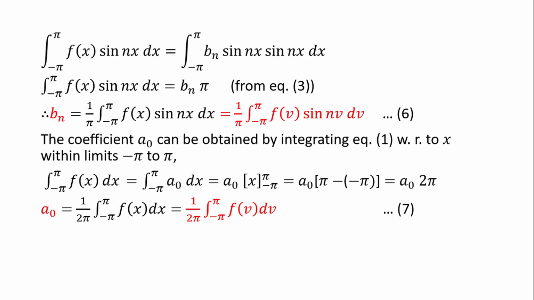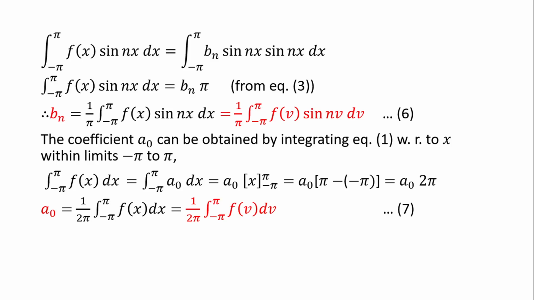sin nx dx. Again, to avoid confusion, we introduce the new variable v for our convenience, and bn is now equal to 1 by pi times the integral from minus pi to plus pi of f(v) sin nv dv, as it is represented by equation 6 on this slide.